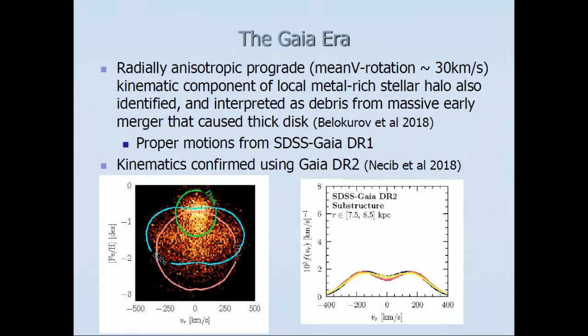This is supposed to be sausage shaped in the plot of iron versus the radial component of the space motions. This sausage is basically caused by the fact that the velocity distribution is very far from Gaussian, as you're taught that velocities are Gaussian. It's double peaked. This is observed close to the sun. What's happening? Well, these are stars going past us on very radial orbits towards the center. We're seeing them going that way and then going back out again, going that way. So we get the double peak. And these plots are actually from Necib et al., not from Belokurov et al.